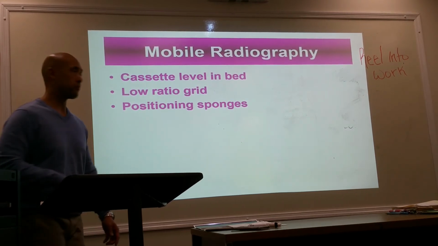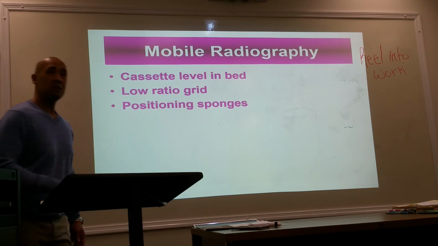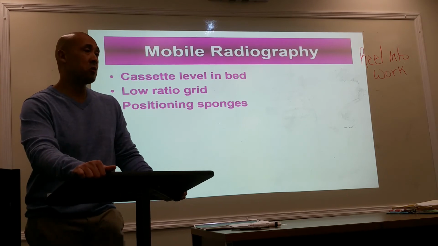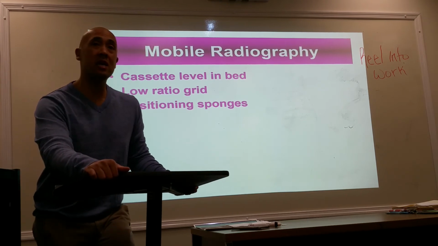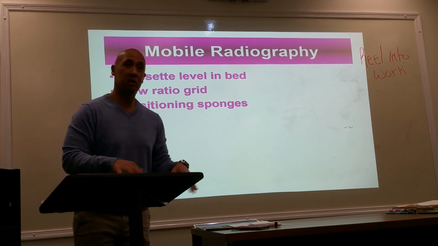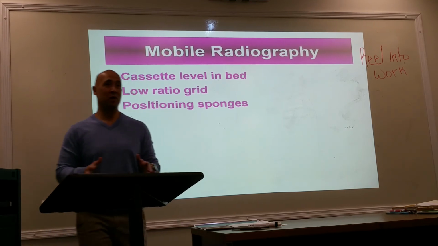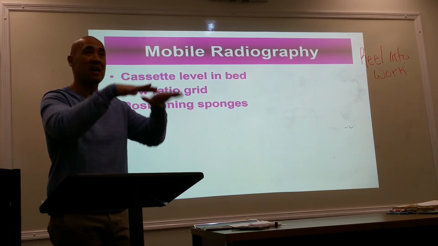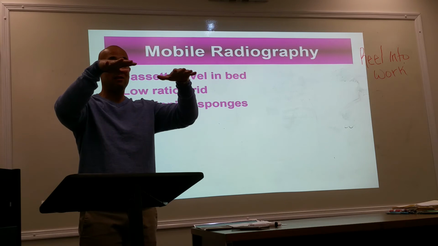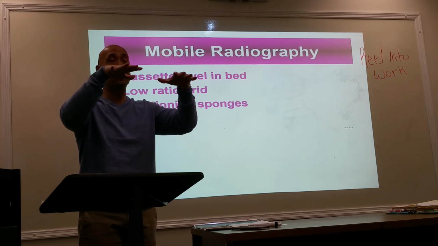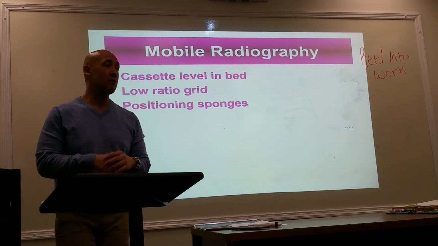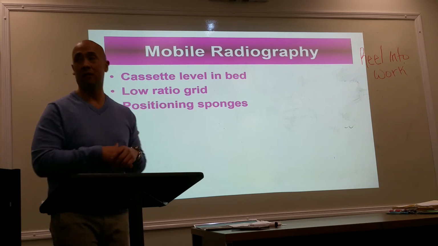If you're doing mobile, we're going to be using a grid, because we use grids for body parts greater than 10 centimeters. Mobile radiography means we're taking the x-ray with the patient on the gurney or on the bed. You studied grids already, and peripheral grid cutoff. The grid has to be level with the bed, because any angulation on that grid can cause grid cutoff. That's one of the toughest things to do, making sure that the imaging plate is level.